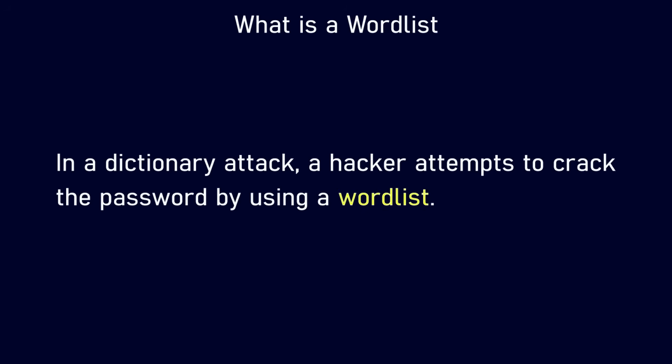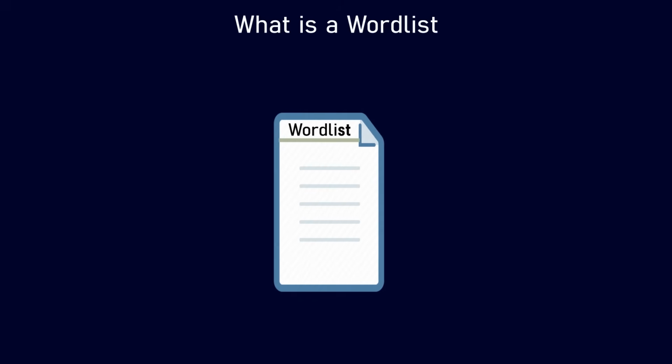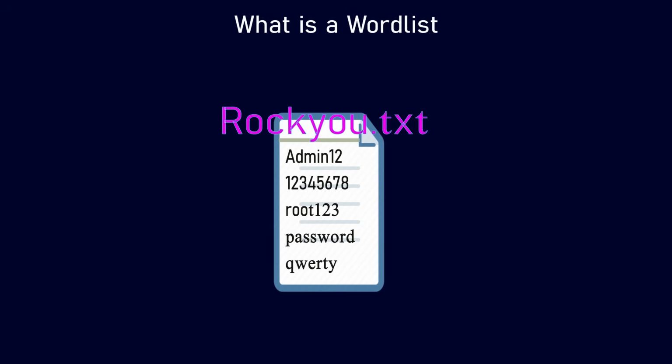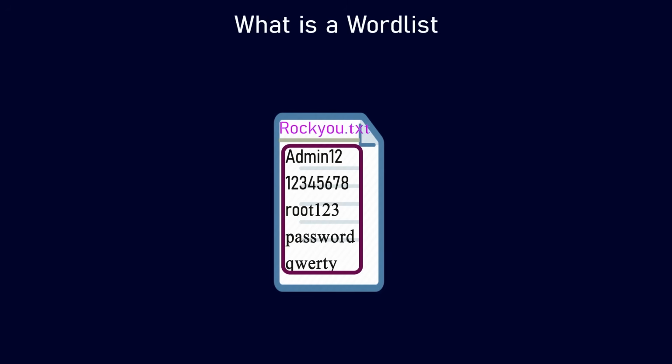In a dictionary attack, a hacker attempts to crack the password by using a word list. Now, a word list is essentially a text file that contains thousands or even millions of potential passwords. There is a very popular word list called rockyou.txt. The rockyou.txt word list contains millions of real-world passwords.